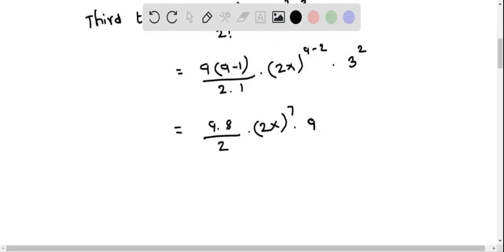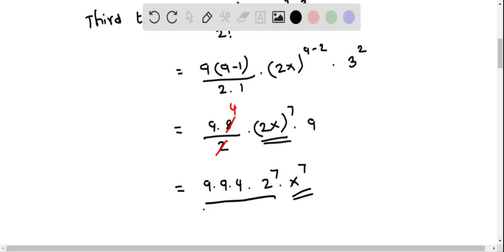So let's combine those numbers. We can do the cancellation. 8 divided by 2 is 4. So this becomes 9 times 9 times 4. I just bring this 9 in front and write this as 9 times 9 times 4. When you expand using the power rule, you will get 2^7 times x^7. So clearly we got the term x power 7.